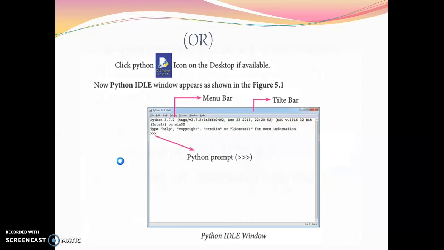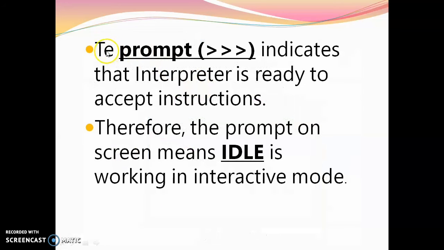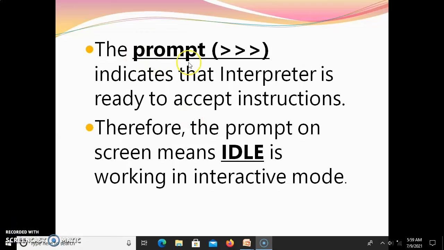Okay, now you can see the prompt. That is the prompt. The prompt, the triple greater than symbol, indicates that the interpreter is ready to accept instructions. Therefore, the prompt on screen means IDLE is working in interactive mode. So when you see this prompt symbol, we can identify that you are working in interactive mode.